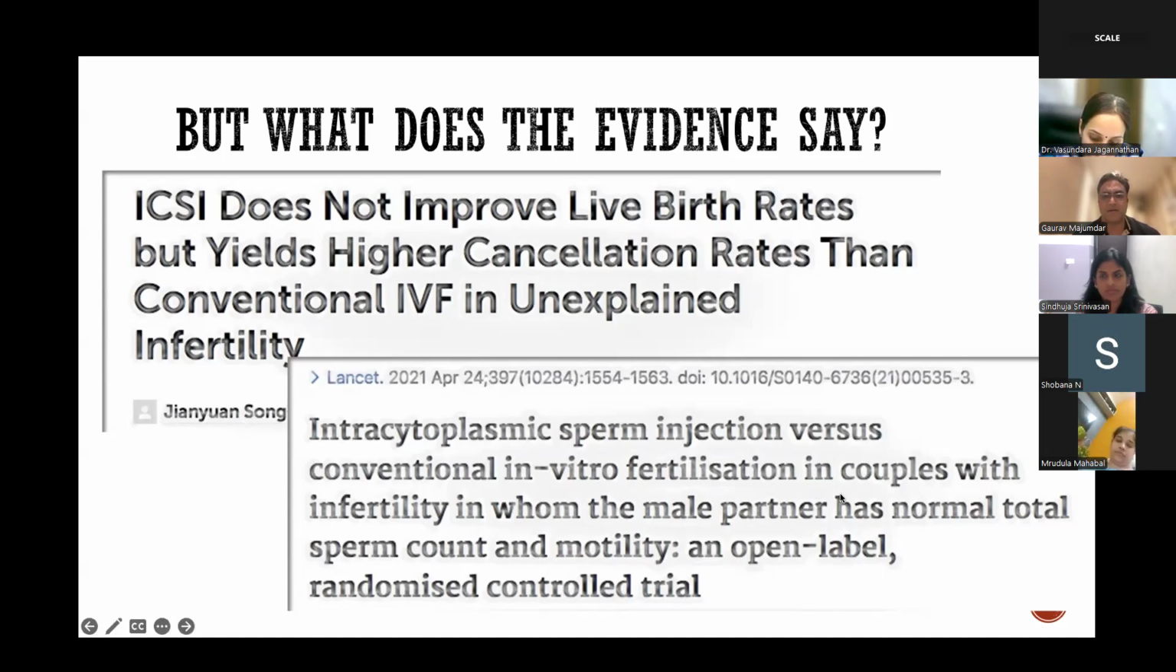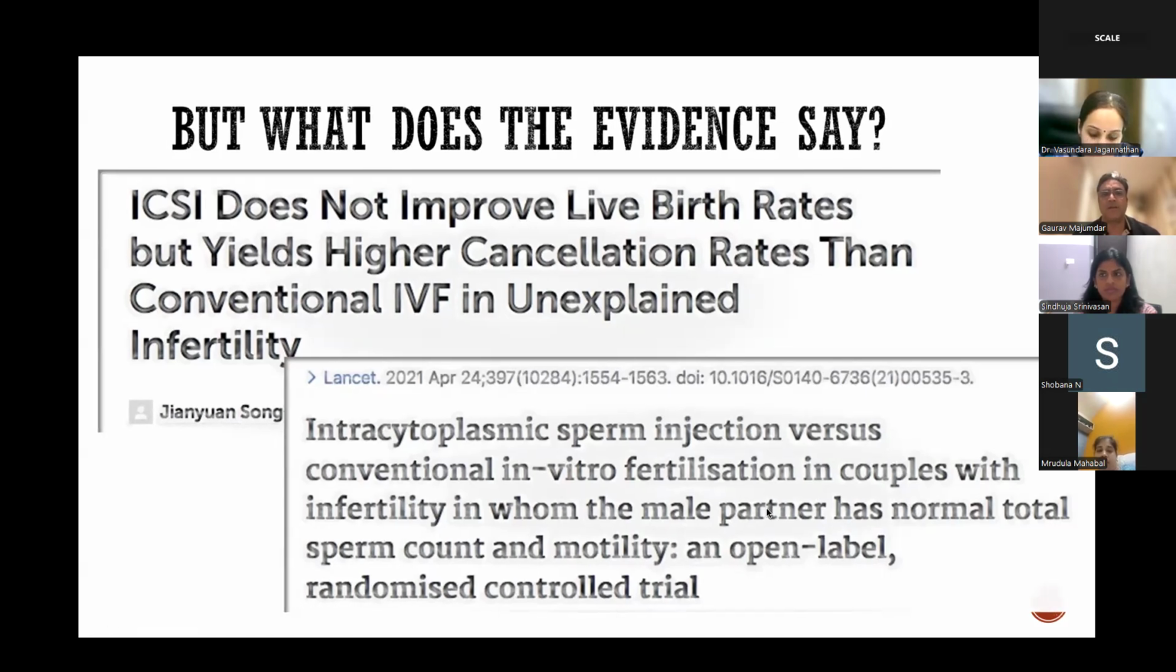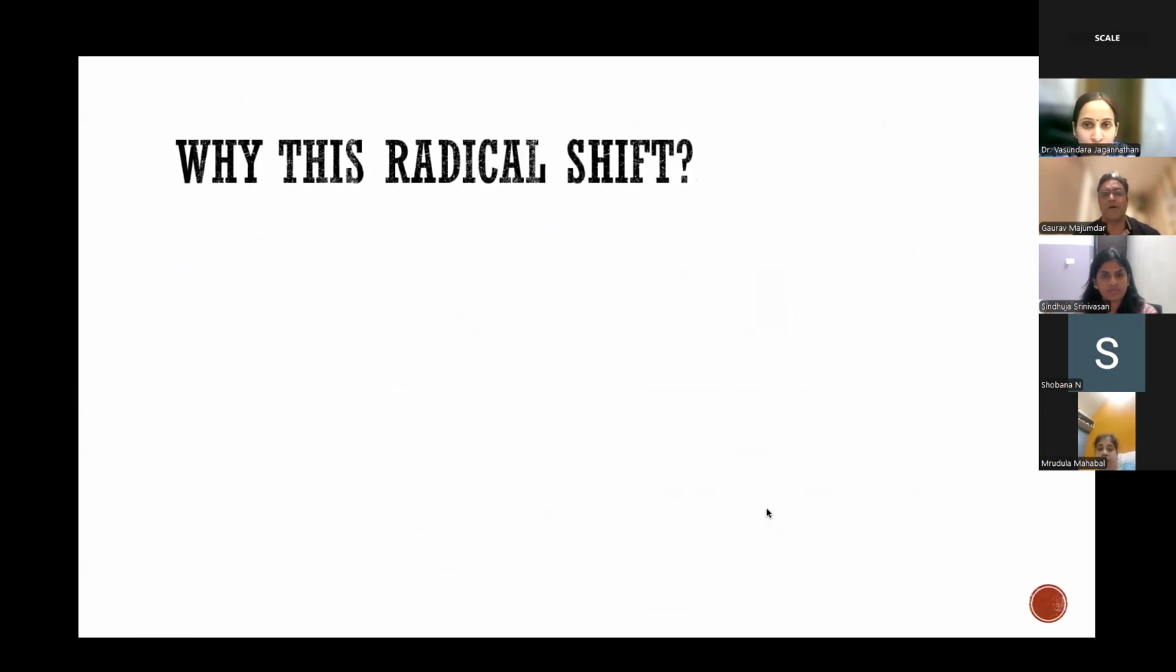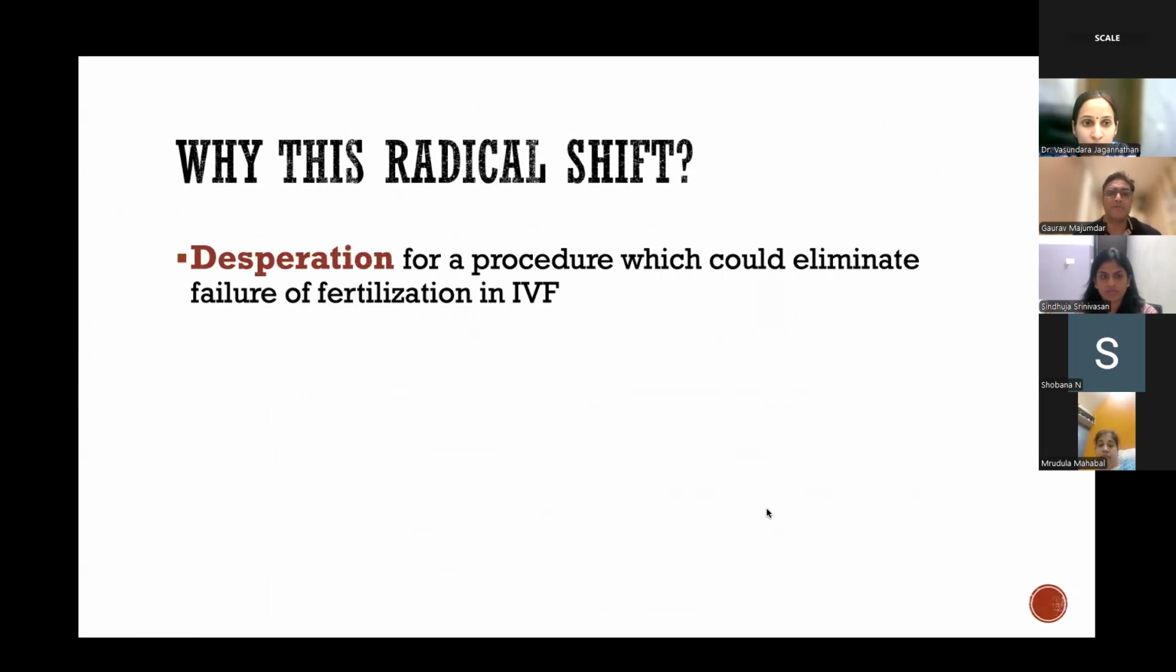And there are no benefits in terms of fertilization, but still we continue. We somehow cannot shift back to IVF. So what's holding us back? Probably desperation for a procedure which could eliminate failure of fertilization completely.